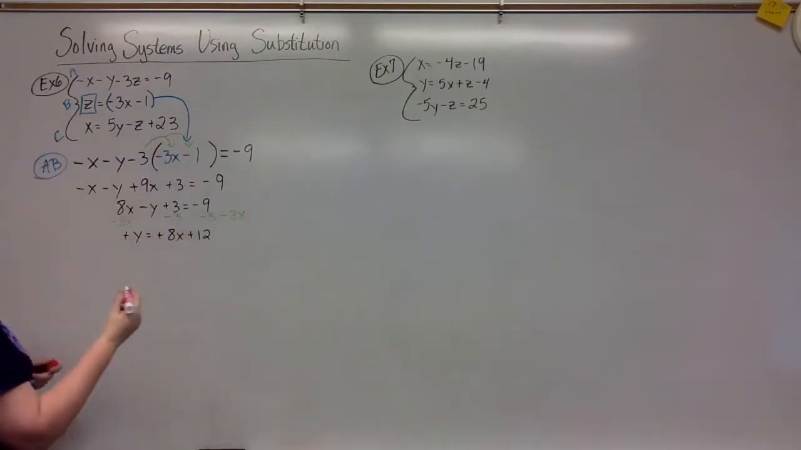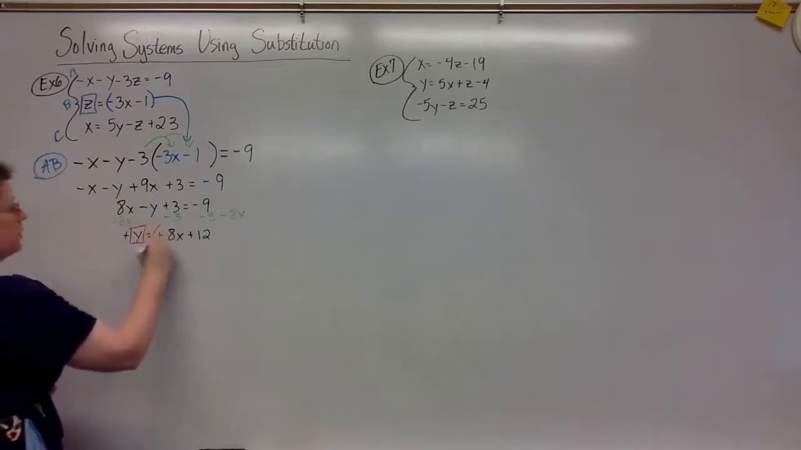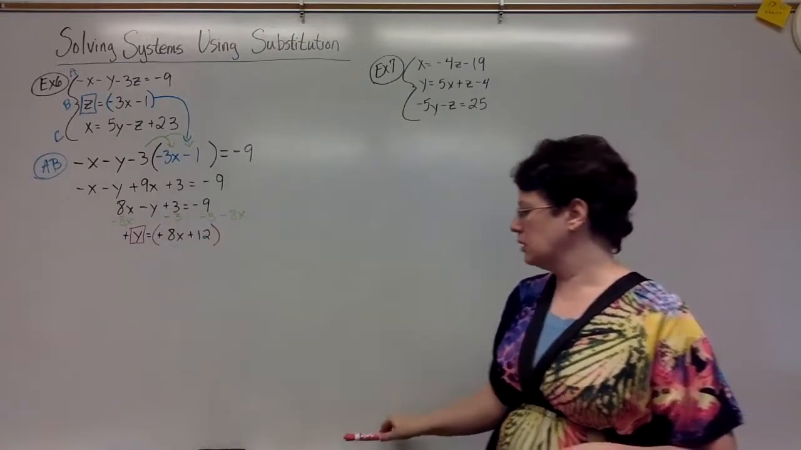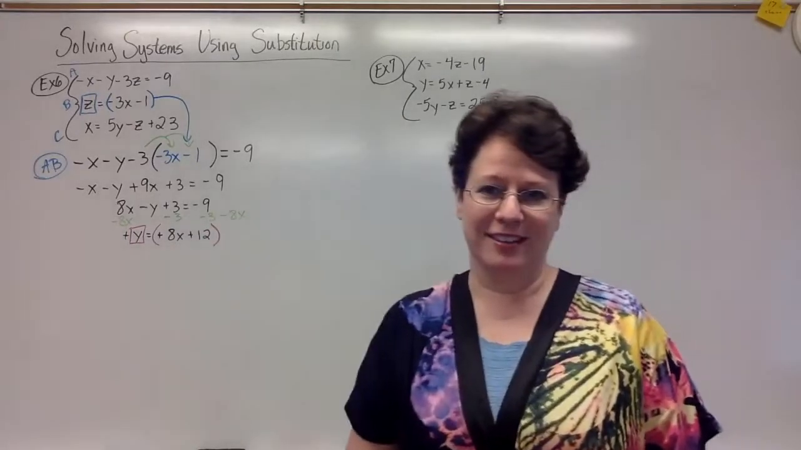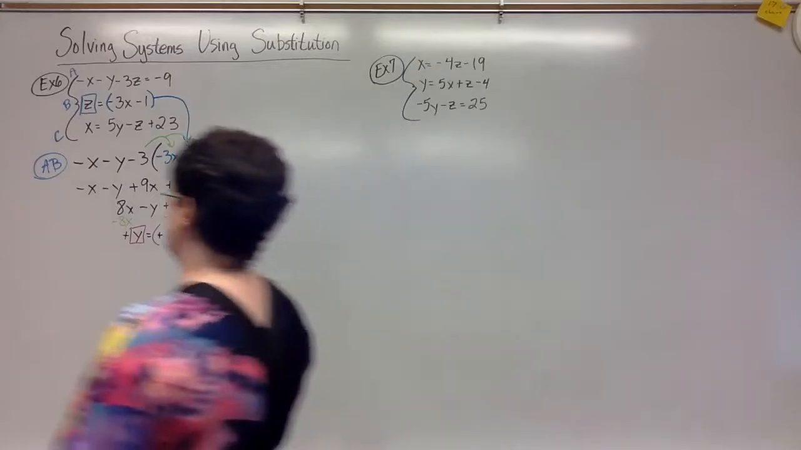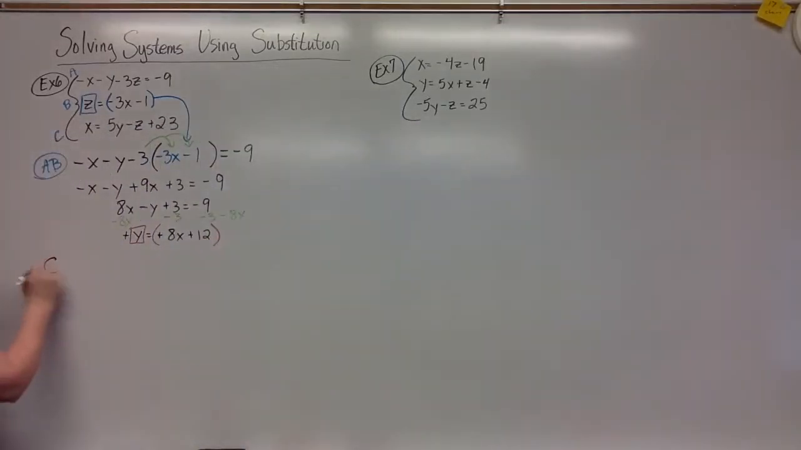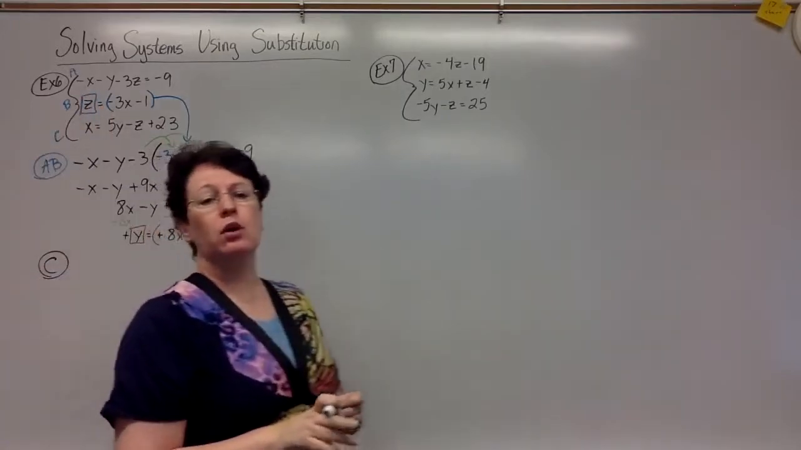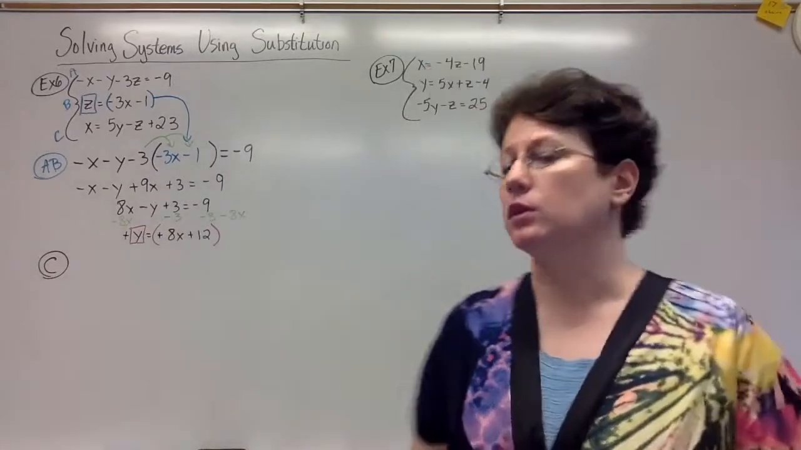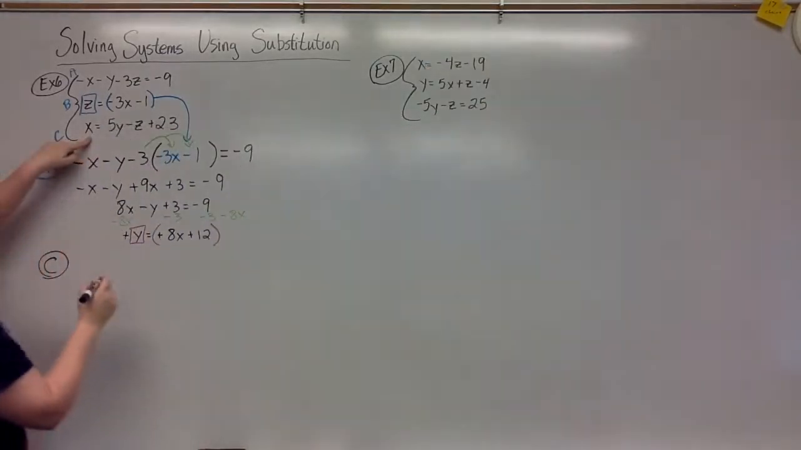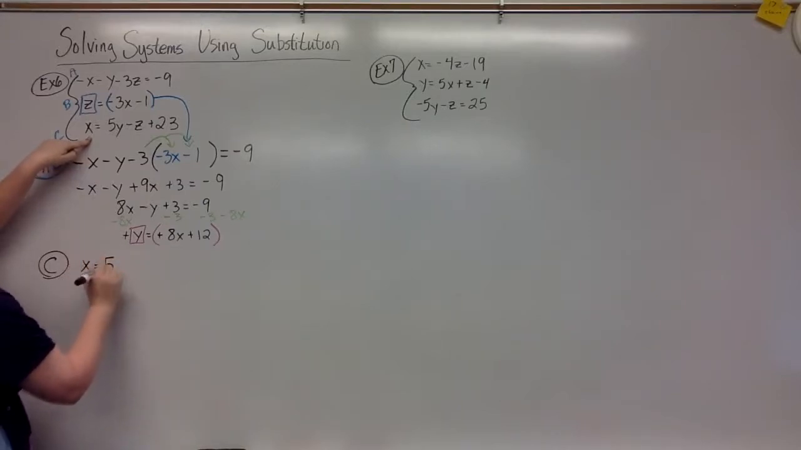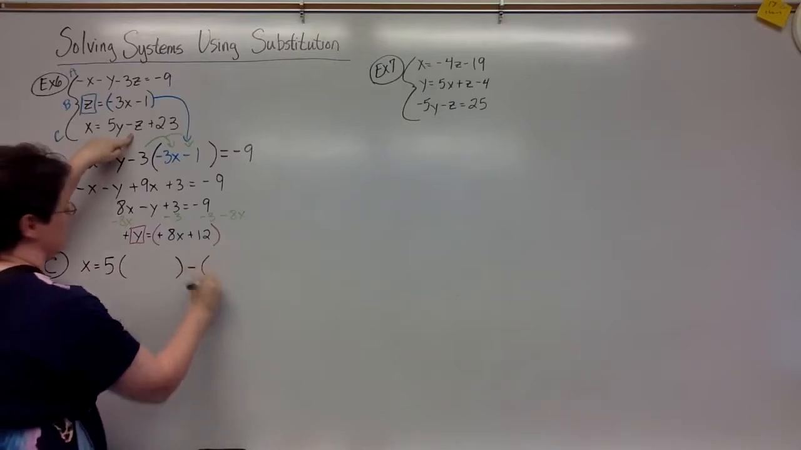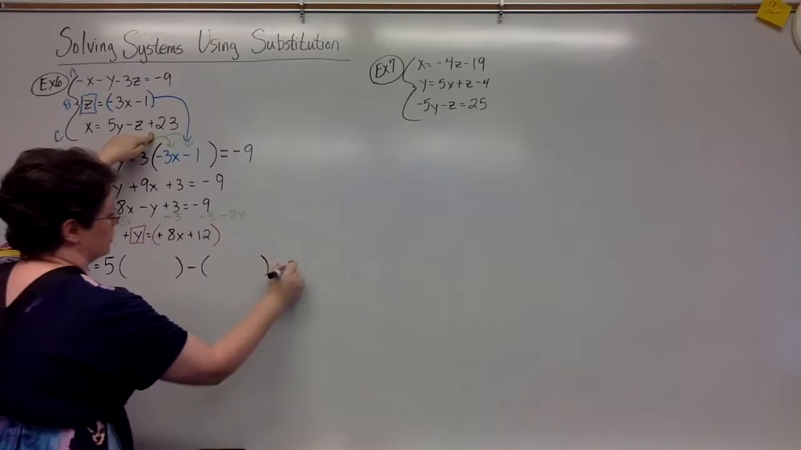Now here's the cool part. Look at that. Now I have y by itself, and I have an expression for y that I can plug into something else. So what's the only equation I haven't used yet? C. So let's start with C. And in C, we're going to plug in the y, and we're going to plug in the z. So we're going to get rid of both y and z, and this is going to be really super cool. So equation C, I have x equals 5, and there's a y. So I put parentheses. Minus z, getting rid of it, put parentheses, plus 23.